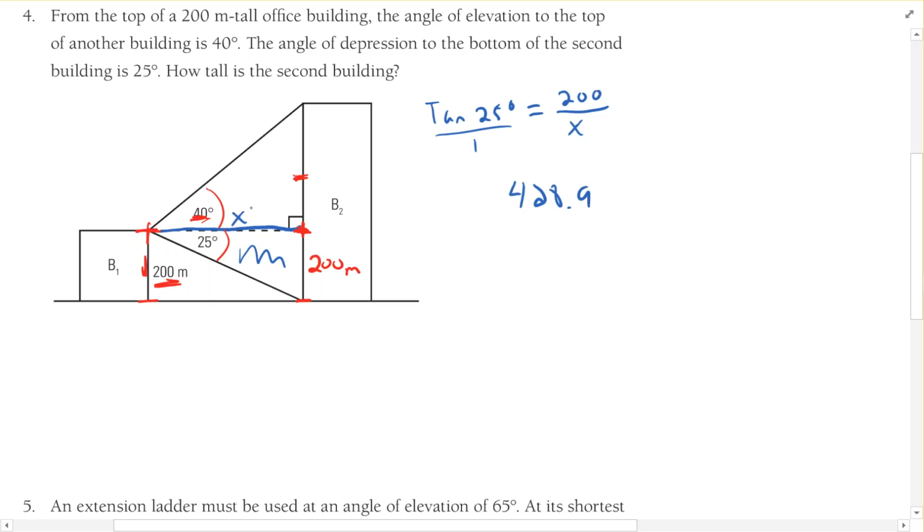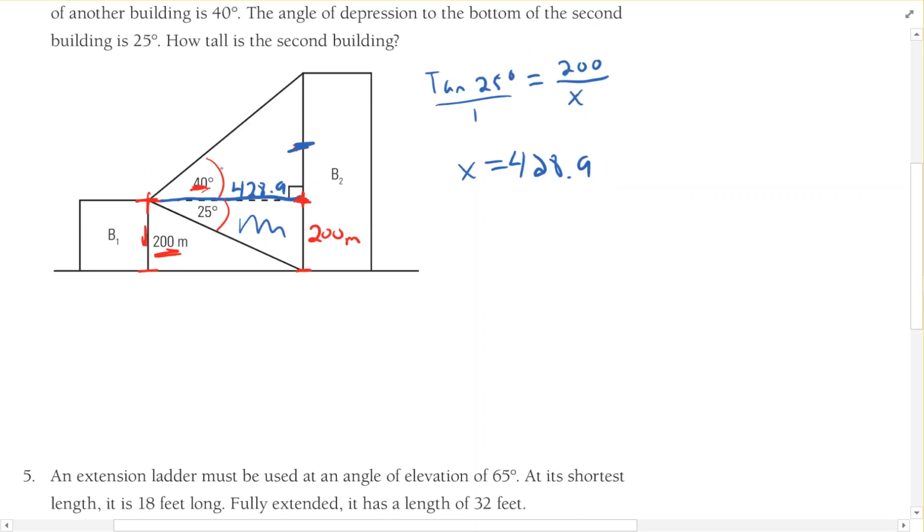That's what x is equal to, right? Remember that was that part. So we got that figured out. So I can even write that in here if I want now. So this is 428.9. So now I'm just going to use that to figure out this. And that's going to be the tan again for this bigger triangle.